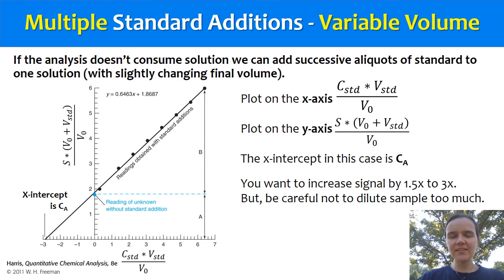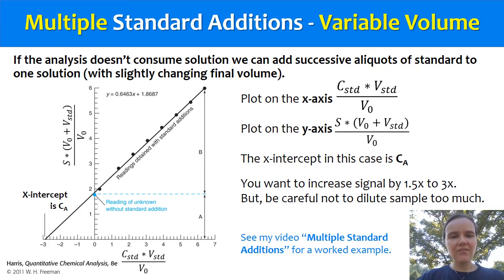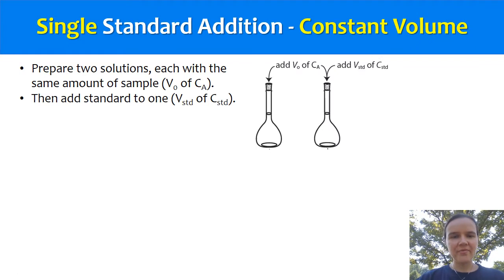When you're doing something like this, I want you to know this is a good example of a standard addition plot. You want to increase the original signal of your sample, which here was roughly 2, by a factor of at least 1.5 up to 3 times greater signal. And so that got up to a signal of about 6. Just making sure that you don't dilute the sample too much. You want less than, say, 5% total dilution for this to work well, because you have to keep that matrix identical to the matrix of the original sample here. I have another video which has a worked example of this multiple standard addition approach, so you can see how exactly to do the math here.